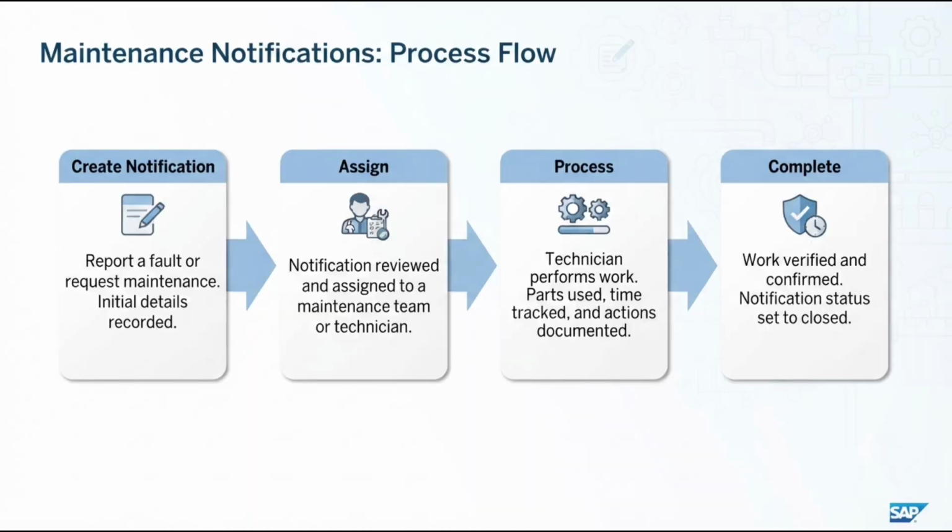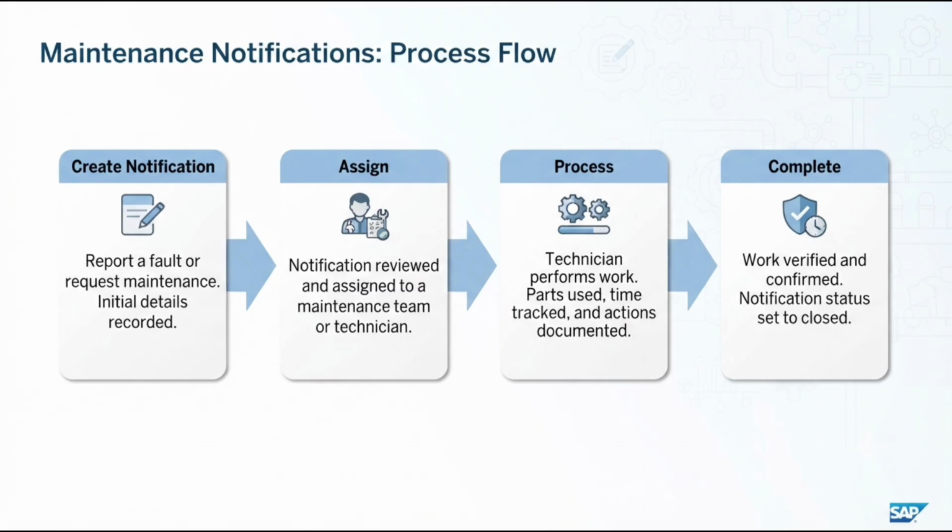Notifications are the starting point of most reactive maintenance processes in SAP PM. When an operator or technician notices a problem, they create a maintenance notification. The notification captures the technical object, the problem description, the damage code, and the cause if known. Different notification types exist for breakdowns, activity reports, or general requests. After creation, the notification can be assigned to a planner or technician for further processing.